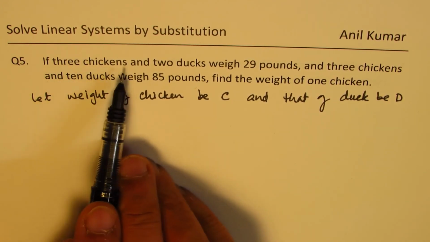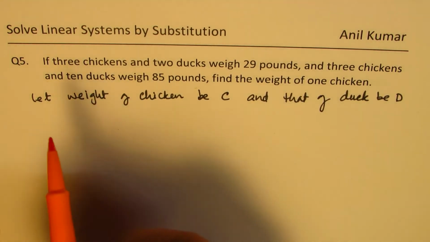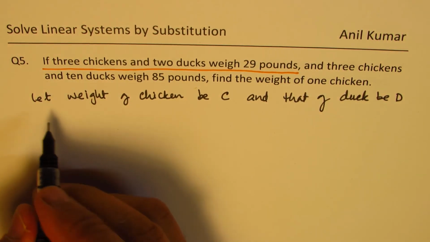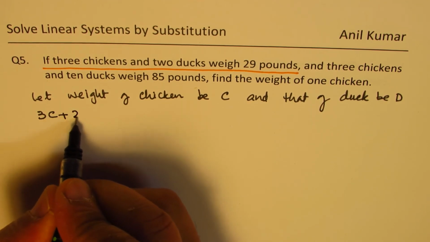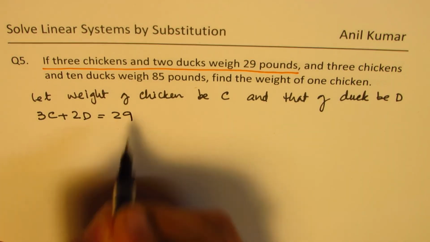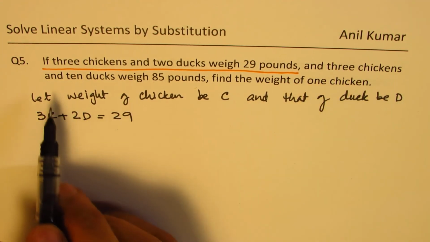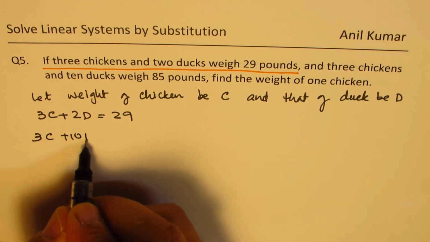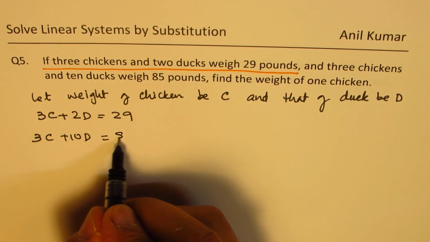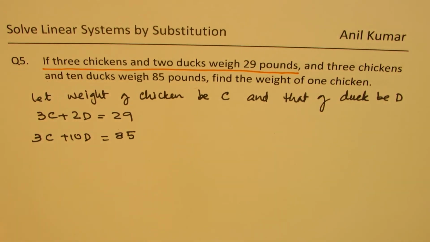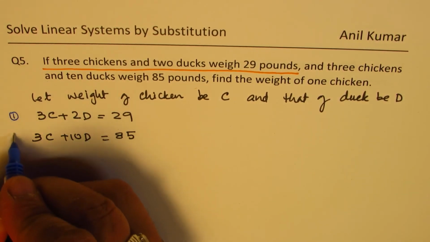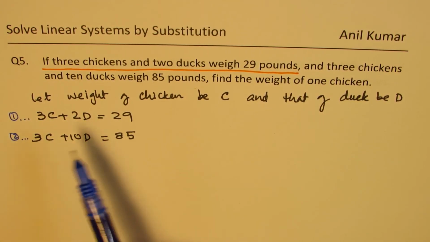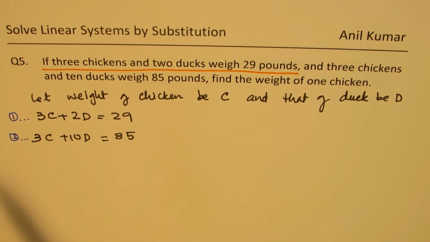We are given that 3 chickens and 2 ducks, right? So the first statement is 3 chickens and 2 ducks weigh 29 pounds. So that means 3C plus 2D equals 29. Clear? Now we are given 3 chickens and 10 ducks, so 3 chickens and 10 ducks weigh 85 pounds. Okay, so we get the second equation. We'll call them our equation number 1 and 2. We have to solve by substitution, right? So remember this part.